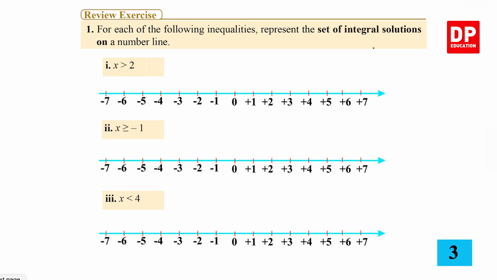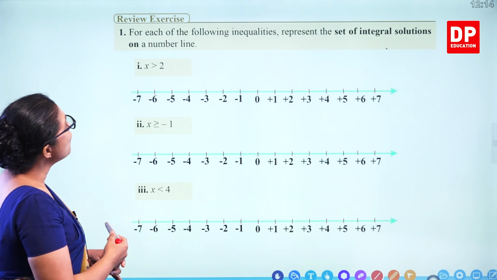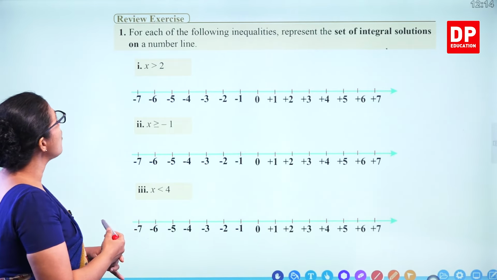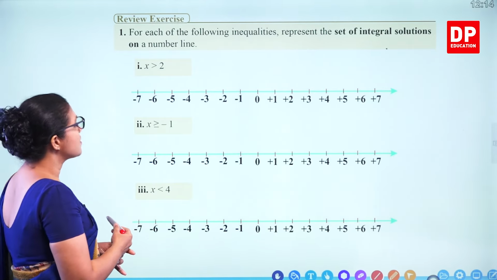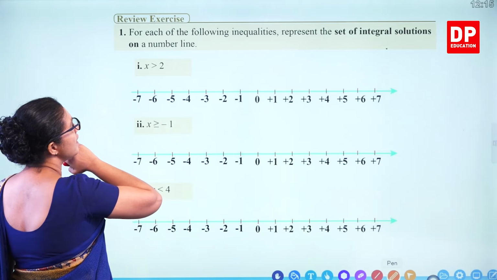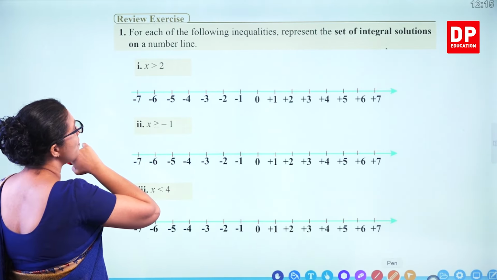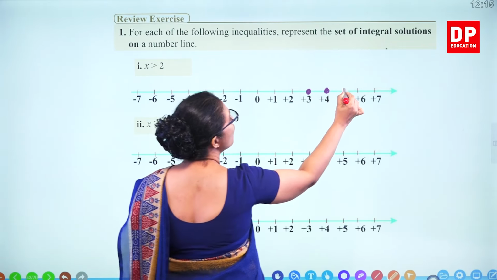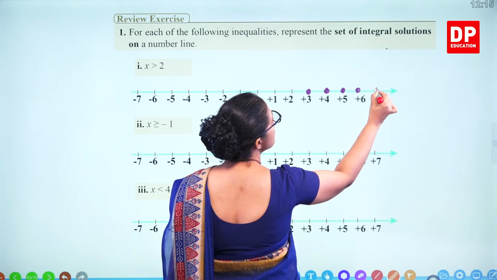Now we'll look at the review exercise. For each of the following inequalities, represent the set of integral solutions on a number line. X greater than 2. So 2 is not included. So only the integers you have to mark. So 3, 4, 5, 6, 7.